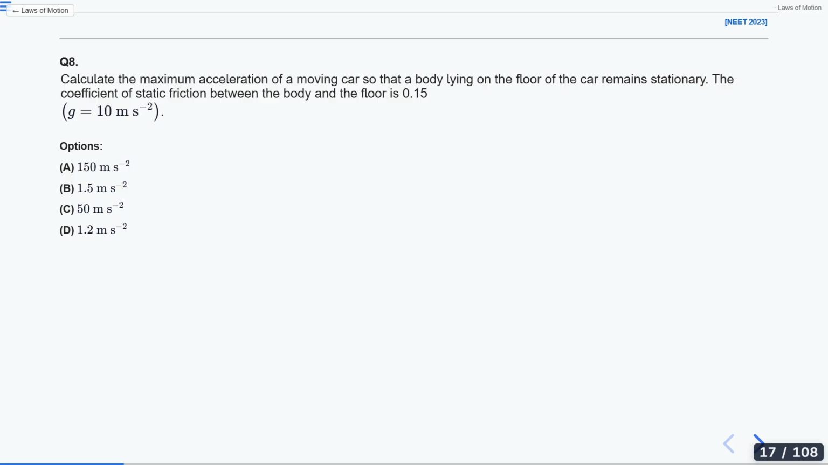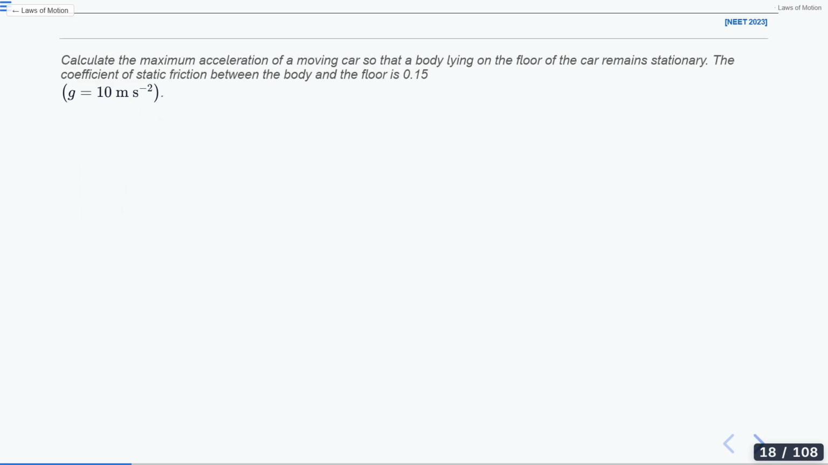Every one of you, please. Should I move forward to look at the solution? B is the major answer that I am getting. Varsha is saying option B. Shvana is saying answer B. Okay, B is the correct answer. That's 1.5 meter per second square.